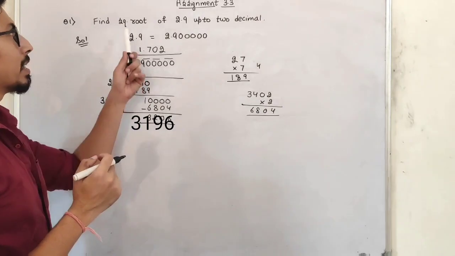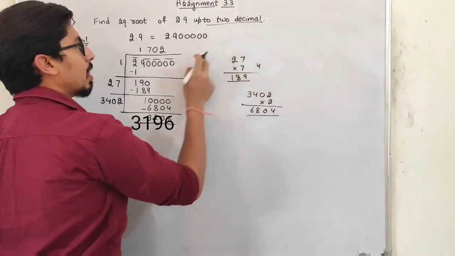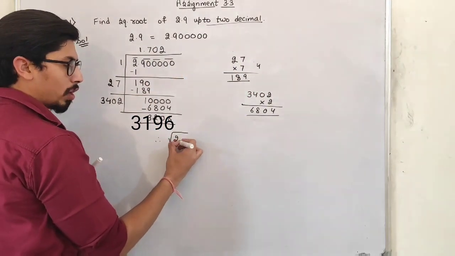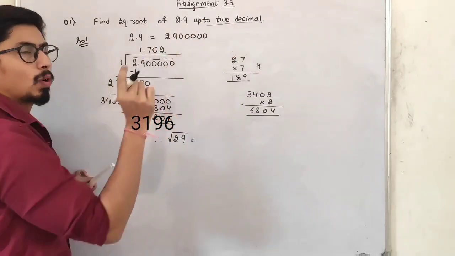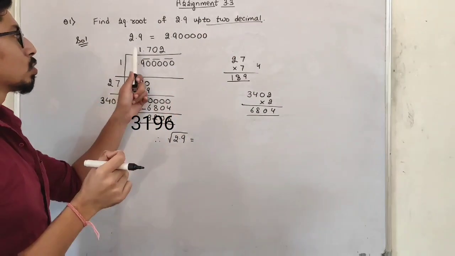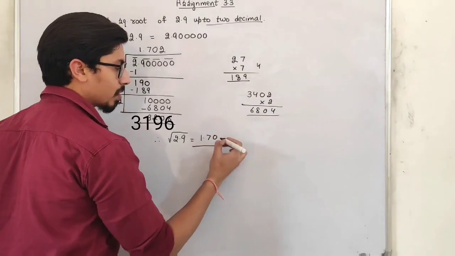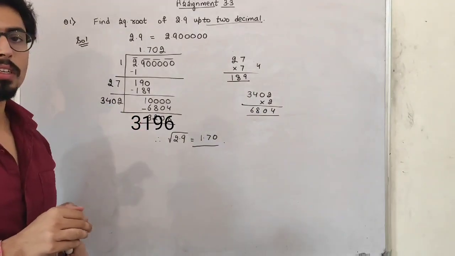We have to find the square root of 2.9 just up to 2 decimals. Now we have 3 decimals, so we write the square root of 2.9 up to 2 decimals. So the answer is 1.70. Okay students, so I hope you understand this question.